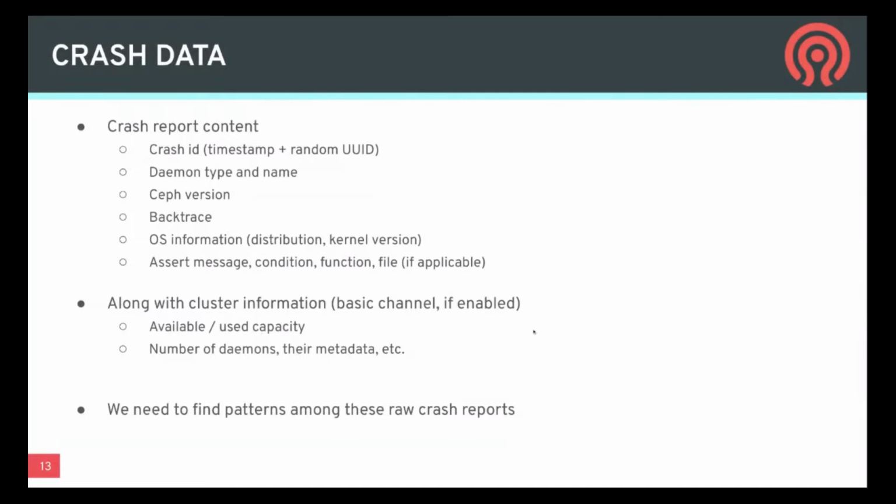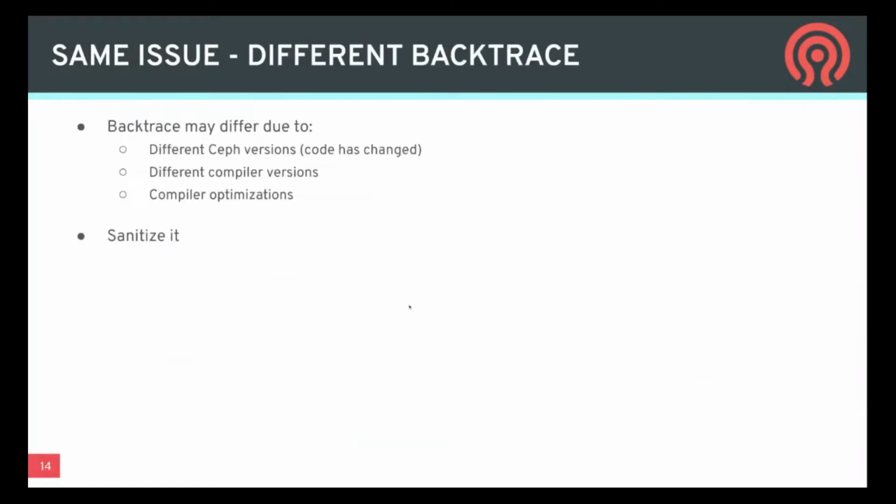The thing is that we need to find patterns among these raw crash reports, so it will make more sense for developers to take a look at them. The problem is that the same issues can have different backtraces, and this can happen due to different Ceph versions. The code has changed, so the backtrace looks a bit different. There could also be differences due to different compiler versions or compiler optimization.